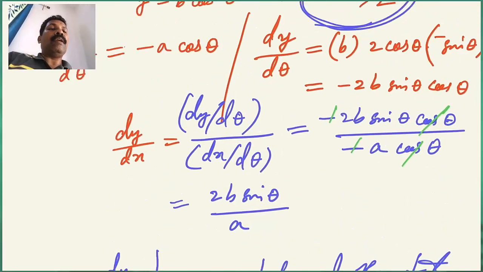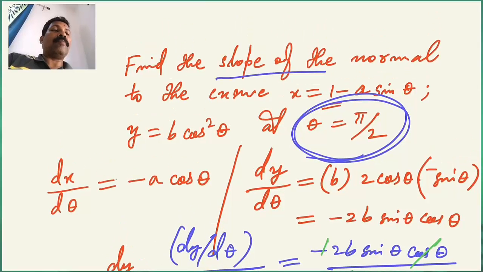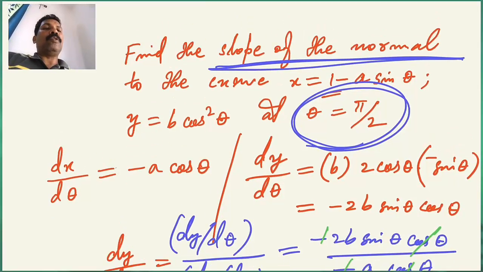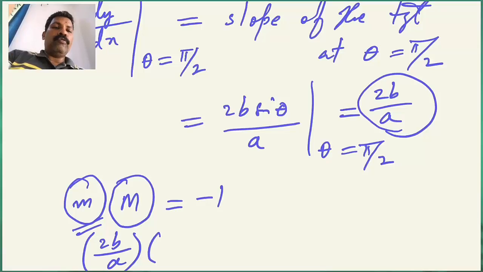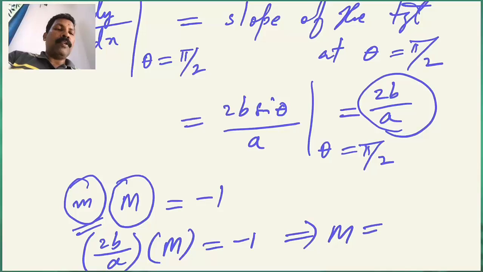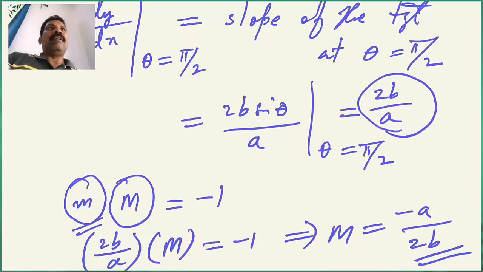But the requirement is the slope of the normal. So how to find it? We know that tangent and normal are perpendicular. Therefore, the product of their slopes should be negative 1. And we know the tangent slope that we could find, that is 2b by a, into the slope of the normal equals negative 1, which gives you the slope of the normal m is equal to negative a by 2b. So that is the requirement.